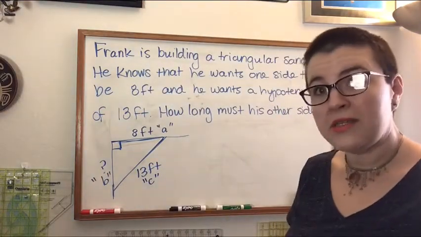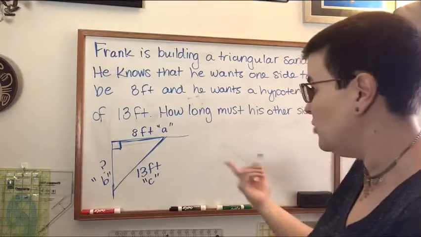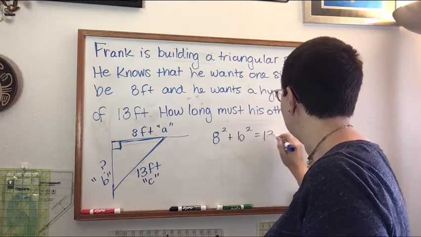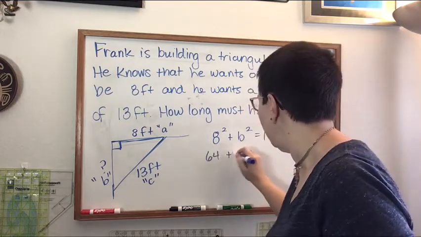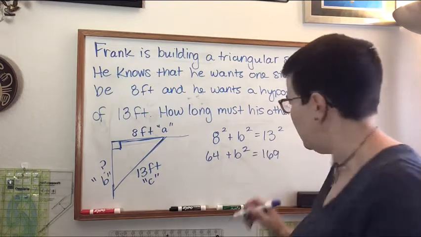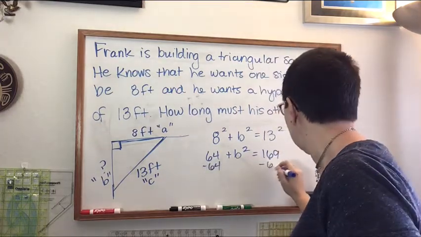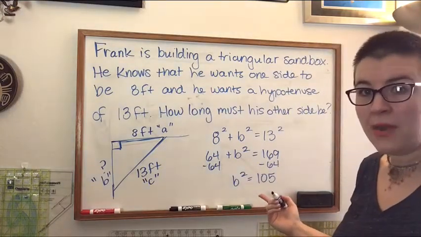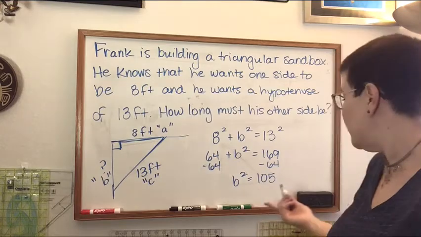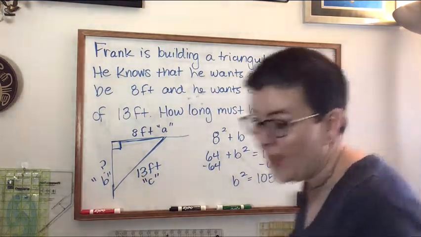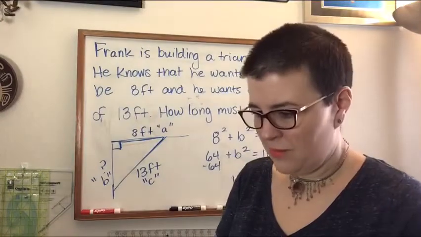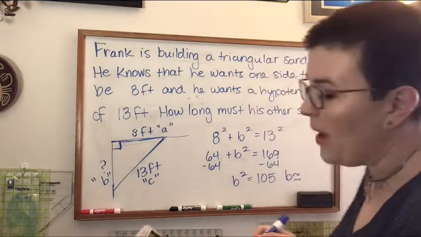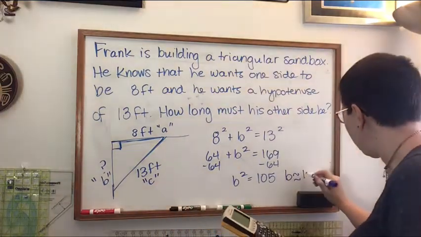Now, don't be surprised if you don't get whole numbers, and that's totally okay. I shouldn't get a whole number here. I should end up with 8 squared plus b squared equals 13 squared. That gives me 64 plus b squared equals 169. I'll go ahead and subtract that. And I know that's not going to come out nicely because 100 is the perfect square. So this is going to be a little over 10. But I would just plug it into my calculator. The square root of 105 gives me about 10.25 feet.